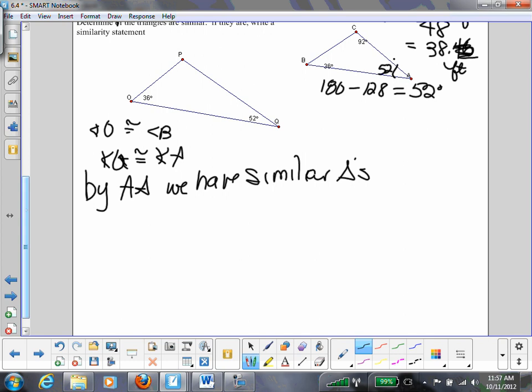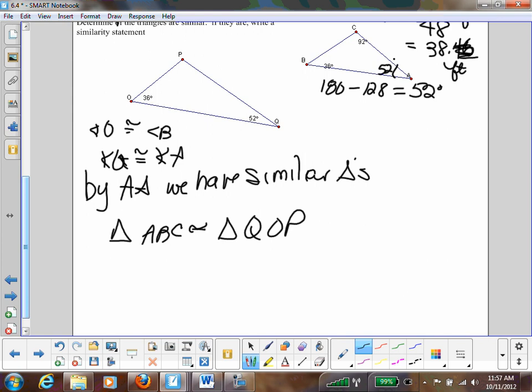Okay, hold on. So when we say the similarity statement, we want to go triangle blank is similar to triangle blank. So try again. Now we don't want to say congruent. We want to say similar to triangle. So if you said A, you want to say Q, O, P, right? Okay. What would our proportionality statement be?